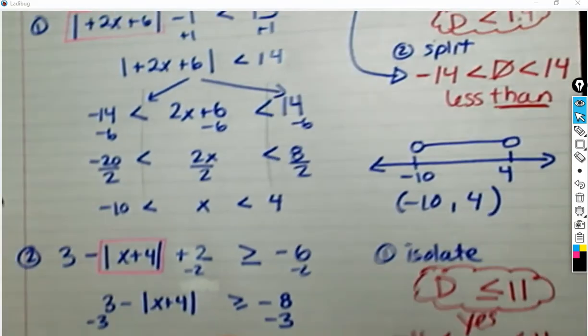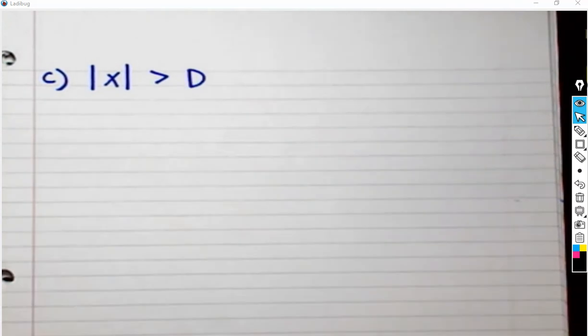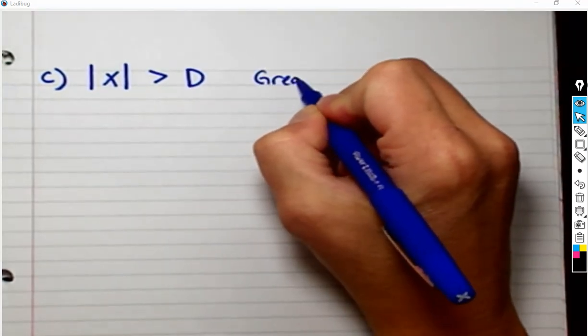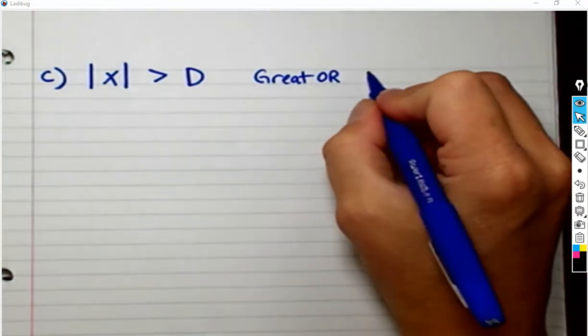Okay. So now we're going to do part C. Absolute value more than a distance. Okay. This is greater than. I spelled it wrong on purpose. Greater than.